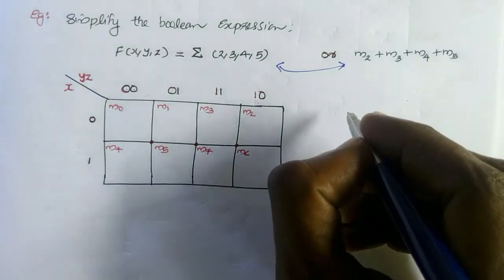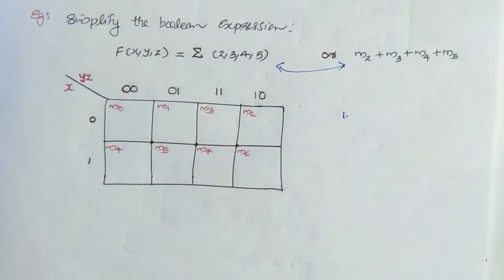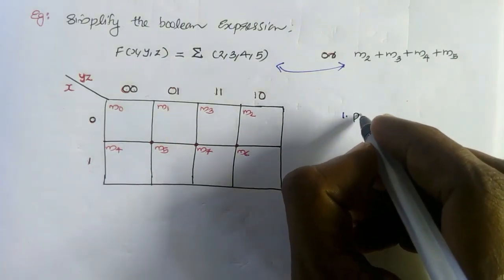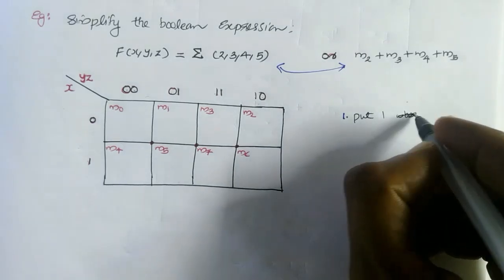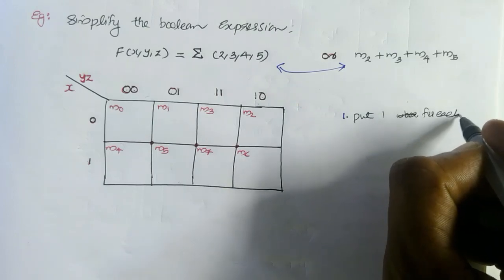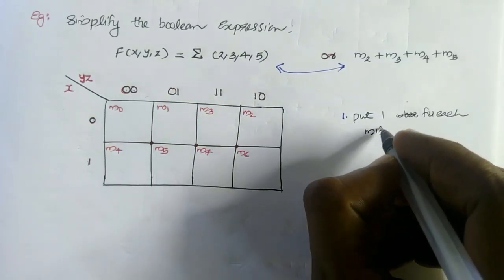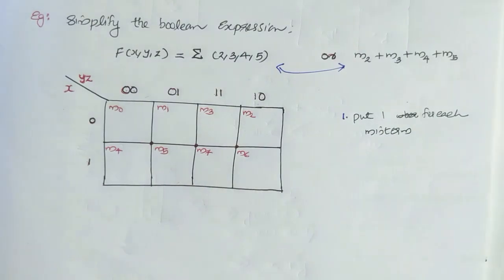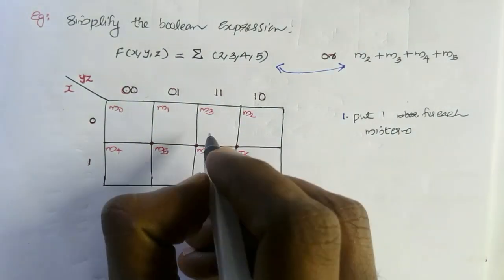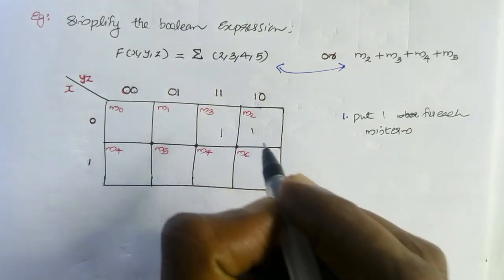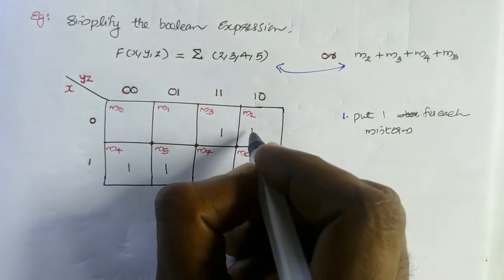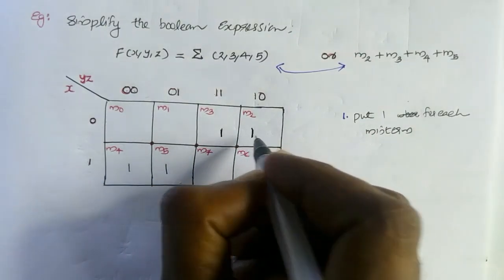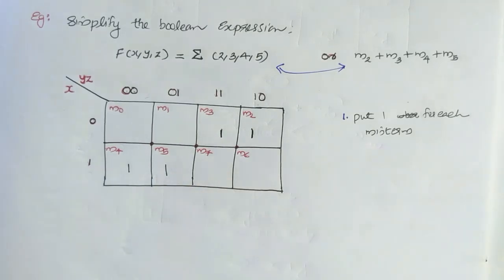You have two steps. The first step is to put 1 for each min term. First is m2, then m3, then m4, then m5. So I put 1 here for m3, m2, m4 and m5.